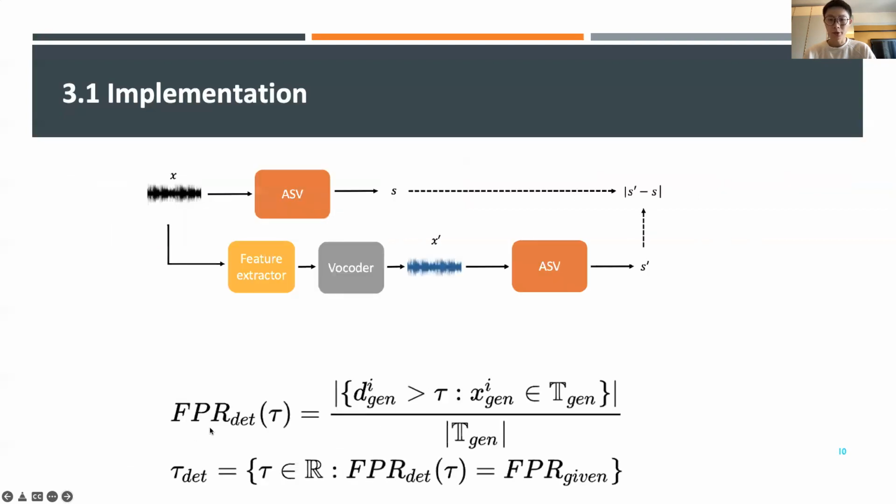And during inference, when given an input X, we can get the absolute value of S prime minus S, and we compare it with tau. If it is larger than tau, we will classify it as adversarial and filter it out.